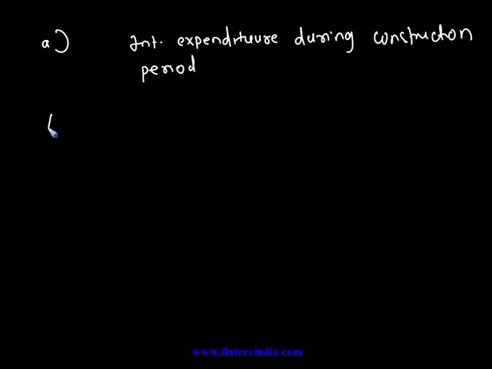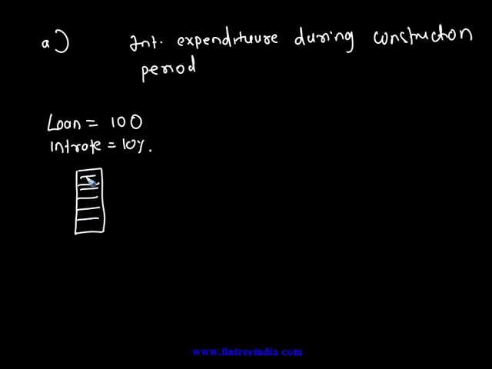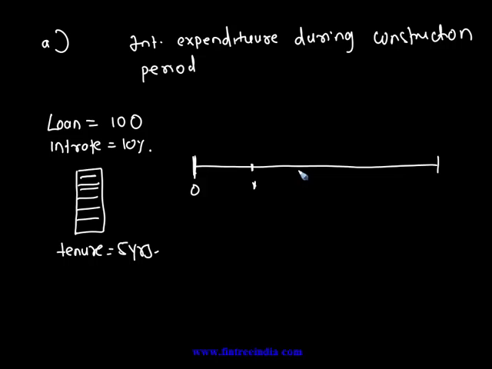So let us say we have gone to a bank and we have taken a loan of 100. Interest rate on this loan is 10%, and this loan is to be exclusively used for construction of a particular building. So there is a specific purpose attached that the loan would be used for construction of this building. The tenure of the loan is 5 years. So these are your 5 years. This is time 0. This is 1, 2, 3, 4 and 5.